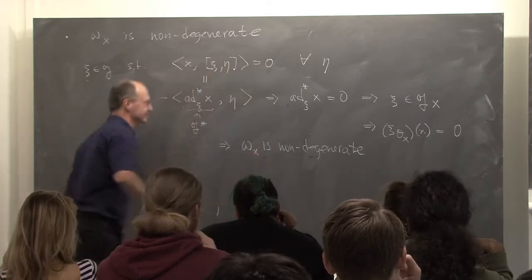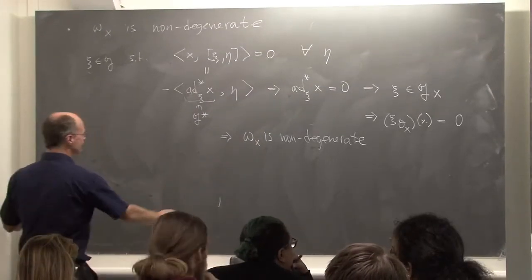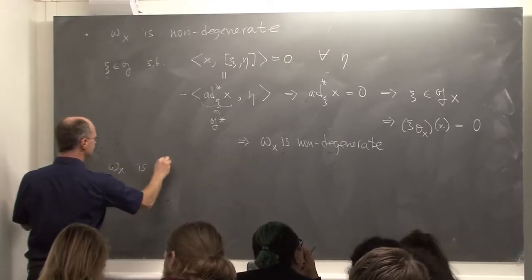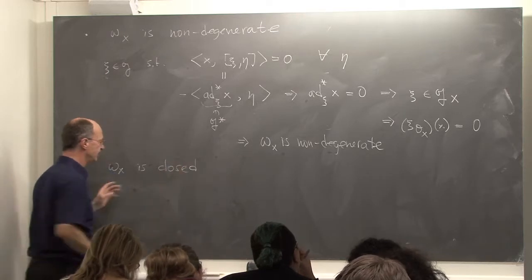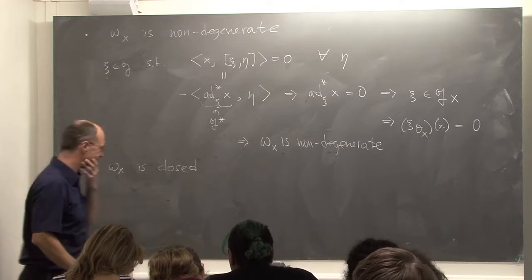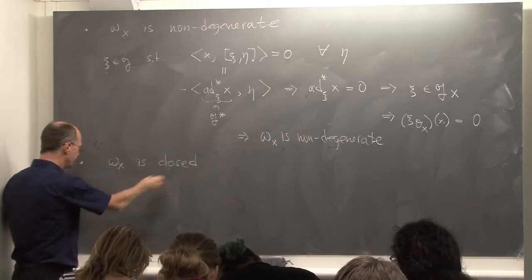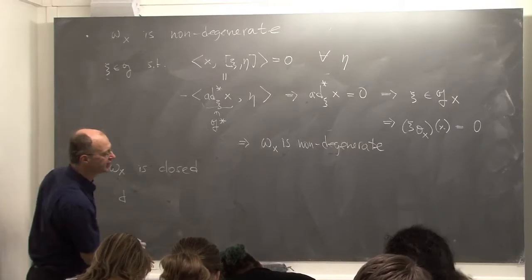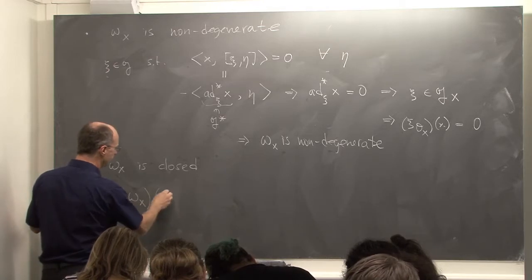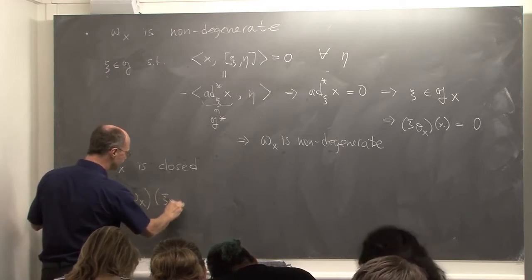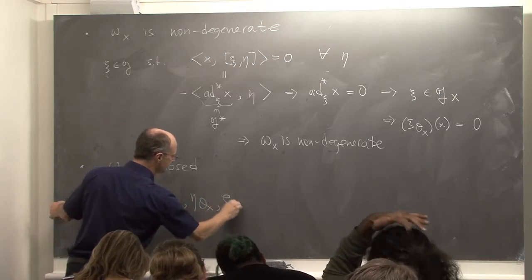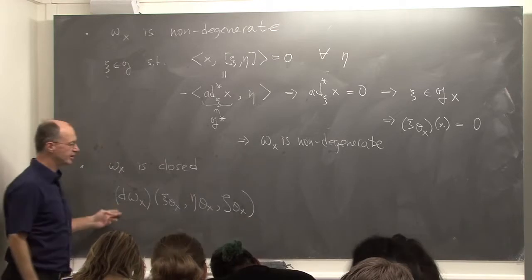Okay, but so the last point is omega x is closed, and here I need your help. I'm always getting all those signs wrong, so you can kind of tell me how to do it. So I just want to compute it. I just want to take d omega x, so the de Rham differential, and I want to evaluate it on a triple of fundamental vector fields, zeta. Right, so I just want to compute it.